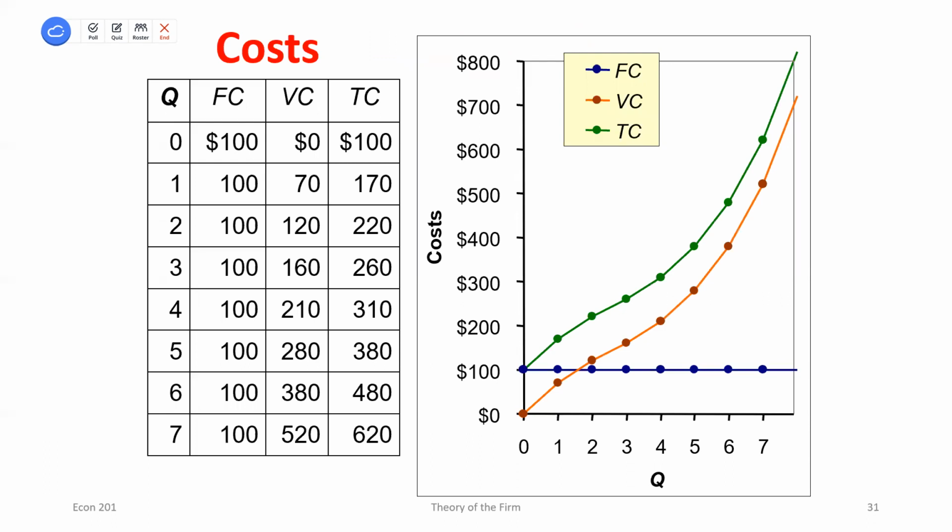So I have 100, 0; 170, 70; 220, 120; 260, 160; 310, 210; 280, 280.